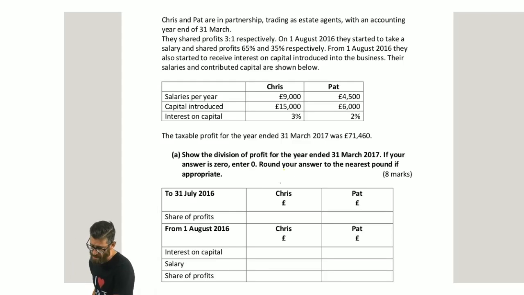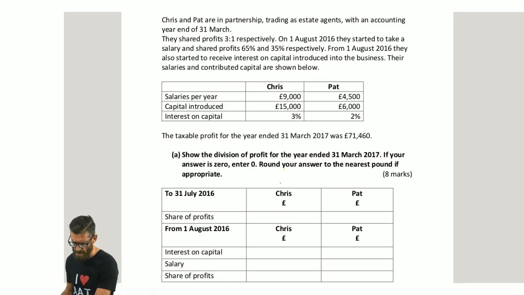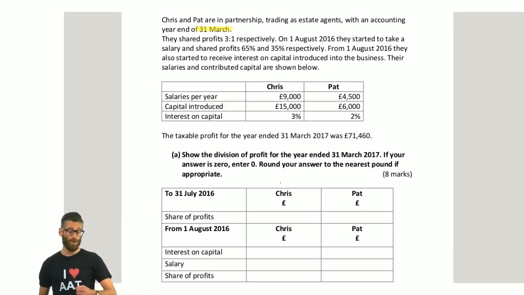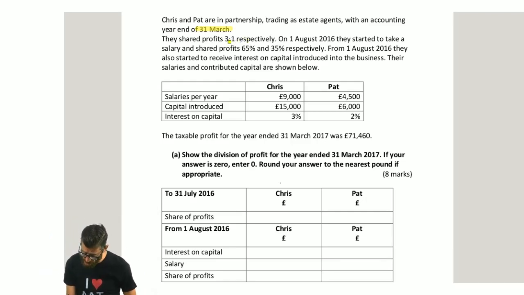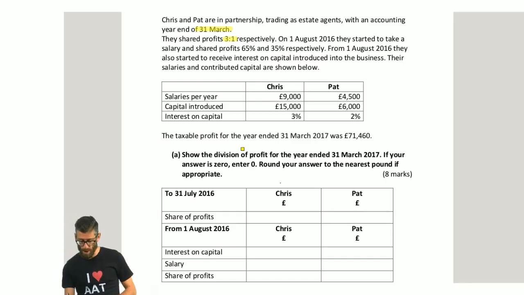Chris and Pat are in a partnership trading as estate agents. Great choice for their career. So Chris and Pat, two people in our partnership, have an accounting year-end date of the 31st of March. The 31st of March is significant. You're then told that they share profits at the ratio of 3-to-1, which means 3/4 goes to Chris and 1/4 will go to Pat.